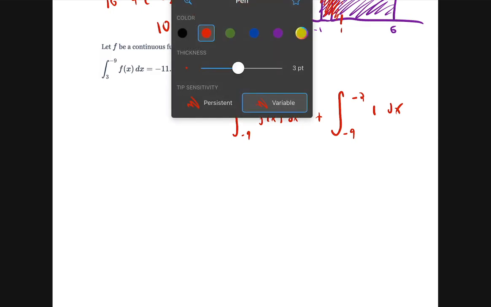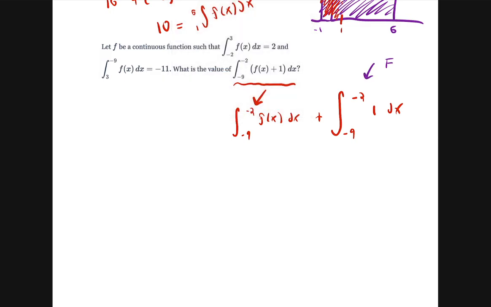So let's see. This one I know I can do using the FTC or thinking about sort of geometry. But the one on the left I'm going to need help with. So how do I get from -9 to -2? Well, I see my -9 here, but it's flipped. So the first thing I'm going to do is rewrite this one as from -9 to 3 of f of x dx. Well, it's the opposite. It's 11. Okay, cool. So I've got that.